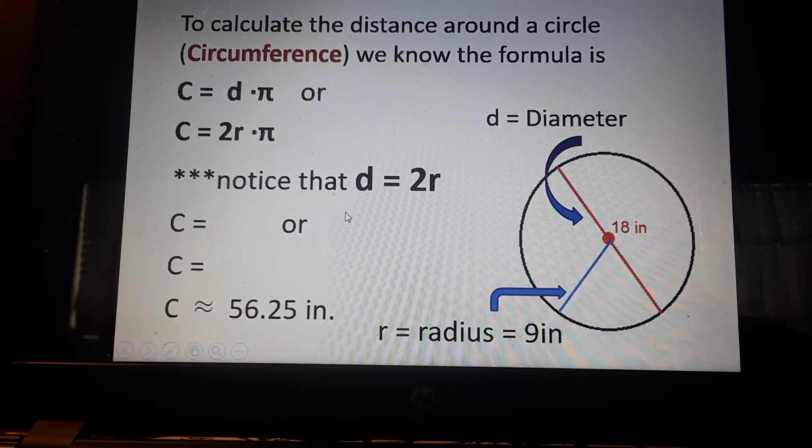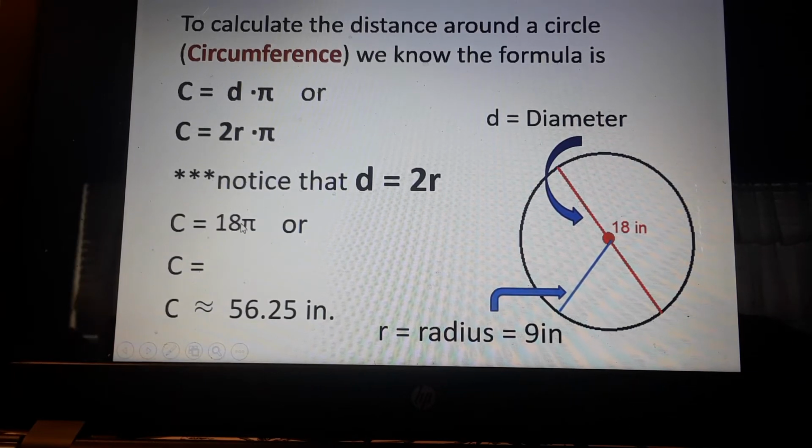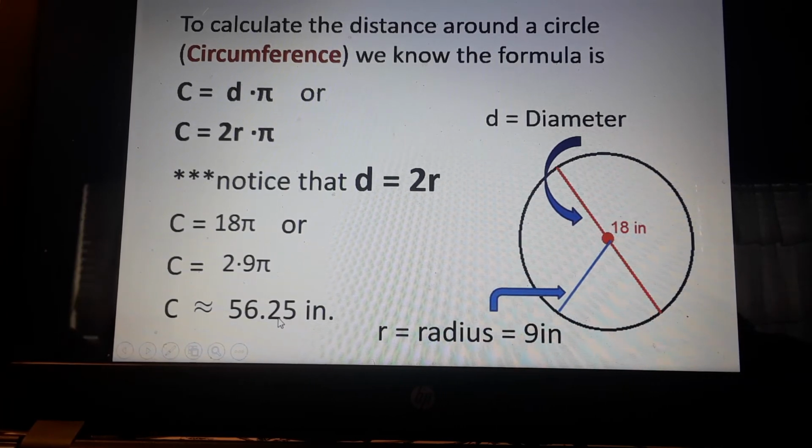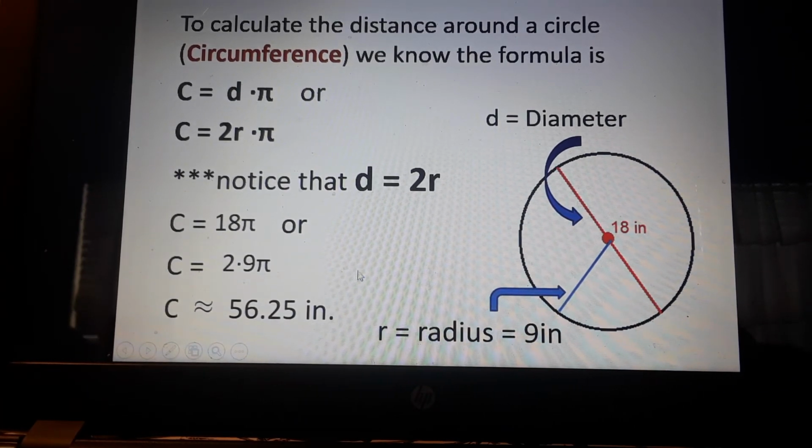All right. So if you're given the diameter, you can do 18 times pi, because here the diameter is given if you look. The radius is also 9, so we could also say 2 times 9 times pi. When you calculate it, you get 56.25 inches approximately around.